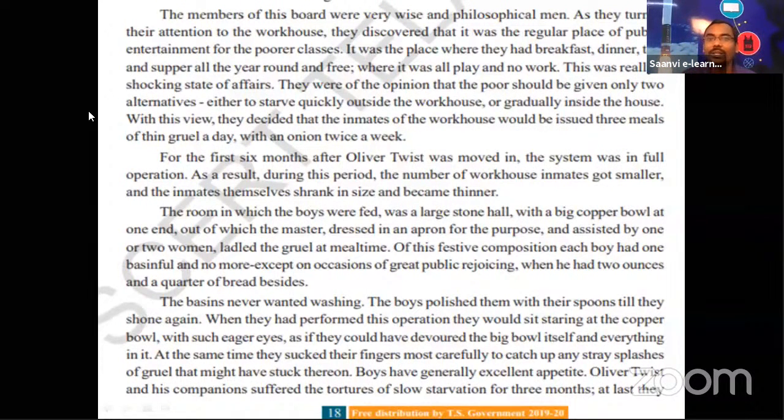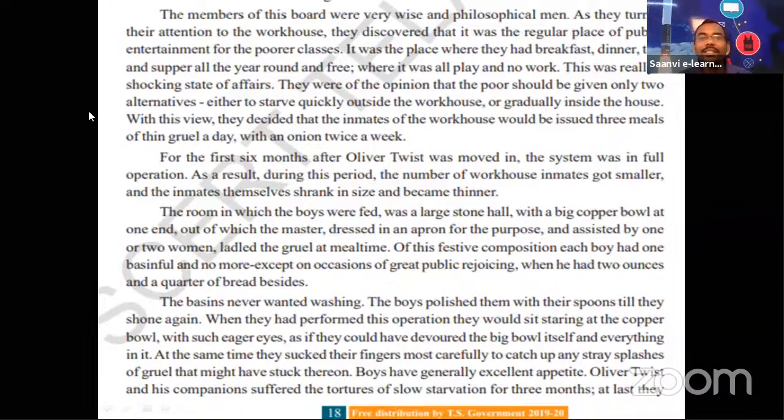They were of the opinion that the poor should be given only 2 alternatives. What are those 2 choices? Either they starve quickly outside the workhouse, because if they are staying outside the workhouse they won't get enough food, or gradually inside the house. So both the choices are almost the same. If they're staying outside, they starve quickly. If they're staying inside, the situation will be the same.